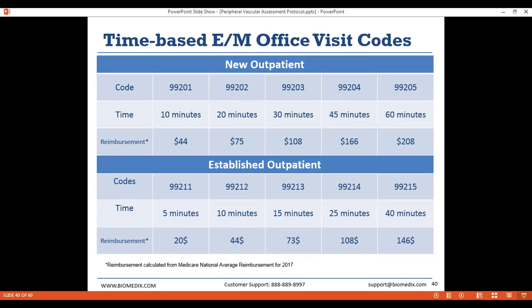I just wanted to give you a brief glimpse at the time-based E&M office visit codes, the ones that I have been using during this test. There are two different levels of codes. The first one is for new patients that you've never seen before. The second one is for established patients, patients that you have seen before. As you can see, they're not exactly one-to-one, so 99211 is a 5-minute code, whereas 99201 is a 10-minute code. So you want to remember what duration of time you're looking at, depending on whether the patient's a new or an established patient.